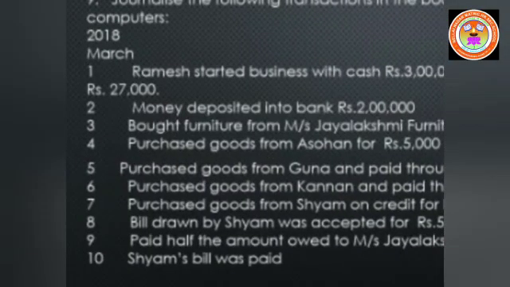March 10. Shyam's bill was paid. On March 8, the bill drawn by Shyam, Ramesh accepted that bill. That bill is known as bills payable. Now on March 10, Ramesh is paying money for that bills payable. As we have studied in bills payable, when we pay bills payable, that bills payable account must be debited.